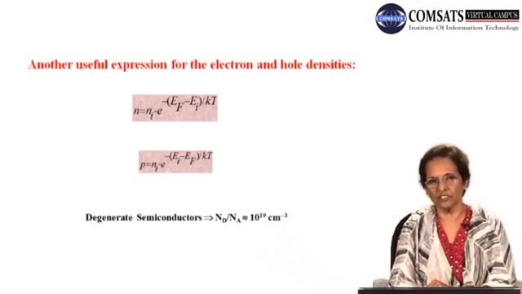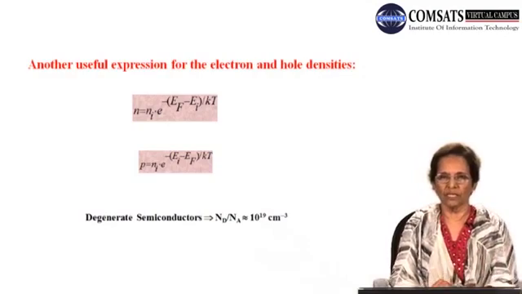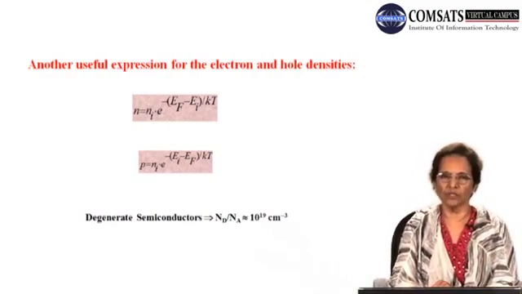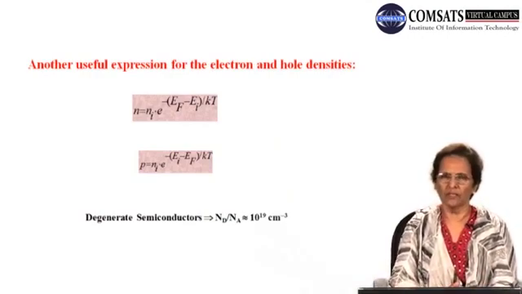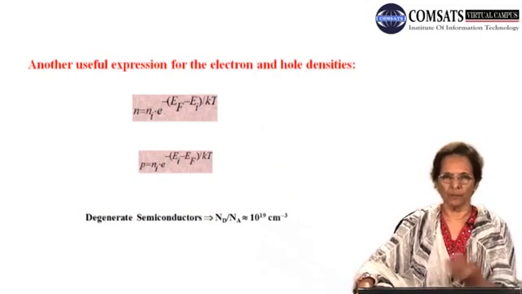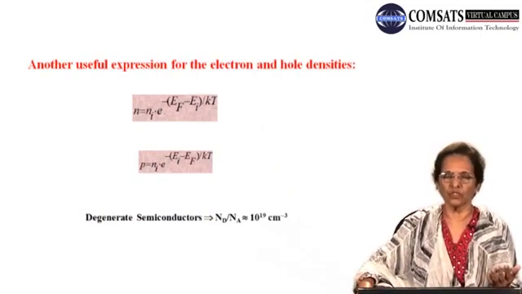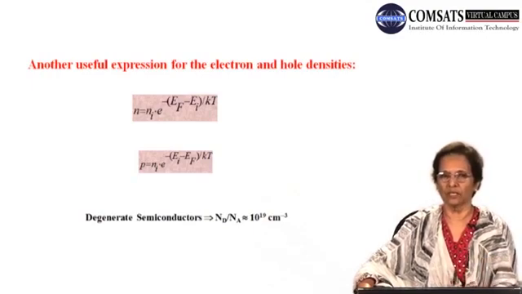So once again, degenerate semiconductors are those in which the dopant impurity or the free carrier concentration exceeds 10 to the power 19 for silicon at room temperature. In future, such material will be termed highly doped. Highly doped materials are not a bad thing. We use highly doped materials, as you will see in future lectures, for fabricating Zener diodes or avalanche diodes, where high dopant concentration is required.